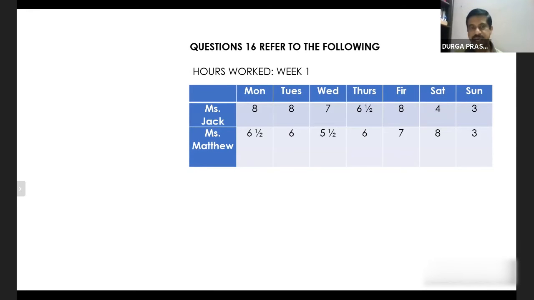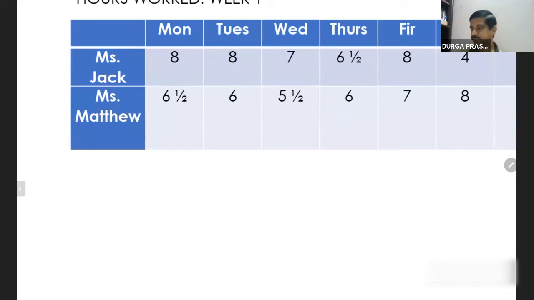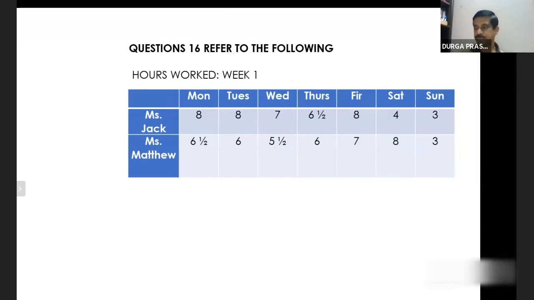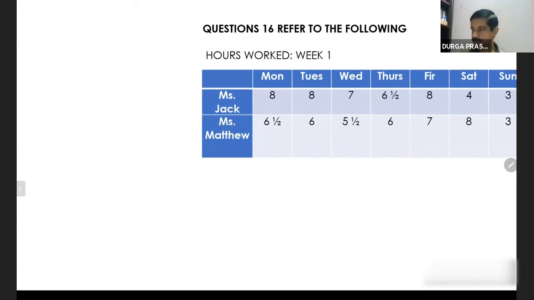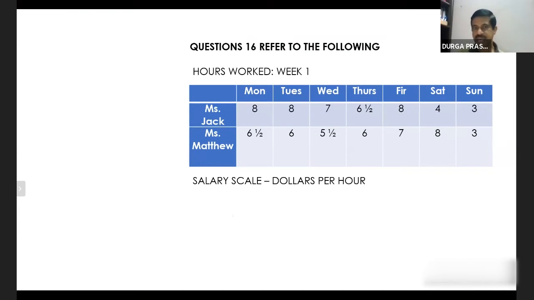Yeah. This data is different. Question refers to the following. Hours were worked by Miss Jack and Miss Matthew, Monday, Tuesday, Wednesday, Thursday, Friday, Saturday, Sunday. These are the hours they worked. So salary scale, dollars per hour. Miss Jack, it is 18. Miss Matthew, it is 11. So that means the amount of money Miss Jack earns on Monday will be $64. Like that. So let us see what is the question.